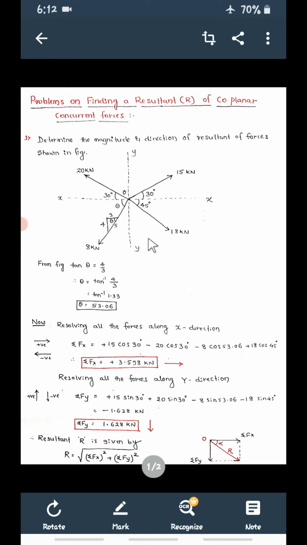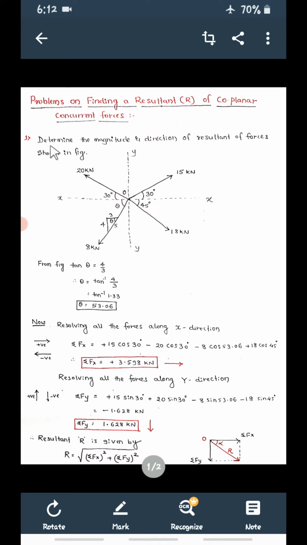So, problems on finding the resultant, R, of a coplanar concurrent force system. First, let us consider a concurrent force system. What do you mean by a concurrent force system? If the lines of action of all the forces pass through a single, common point, it is called concurrent. Now let us take an example.